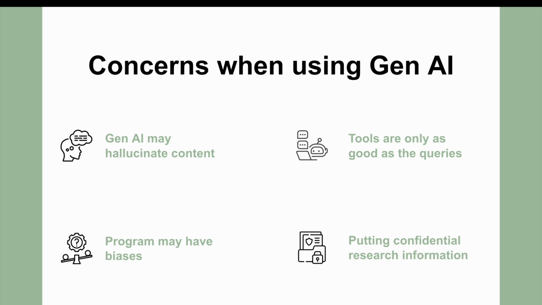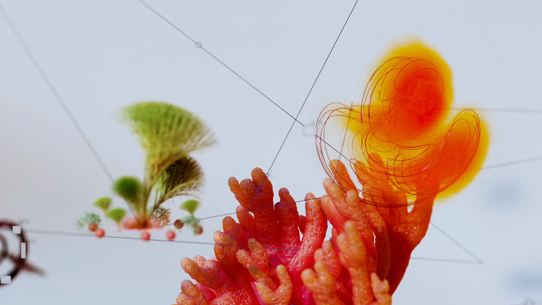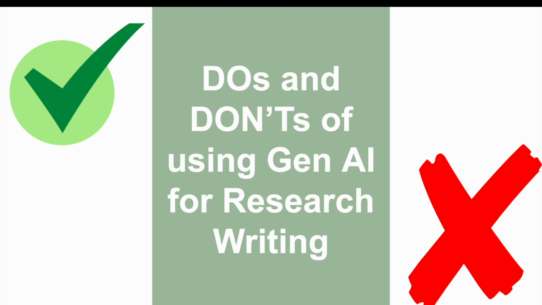Finally, you should be careful not to input confidential research information or proprietary data into large language models if you do not know the program's data policies. Some universities, like NC State, have begun to contract with LLMs to ensure privacy of the data in the programs. However, if you conduct research with certain organizations, you may not be able to use these programs due to data privacy and security needs. Now that we have shared some basic concerns about using Gen AI tools for research writing, let's explore some do's and don'ts.